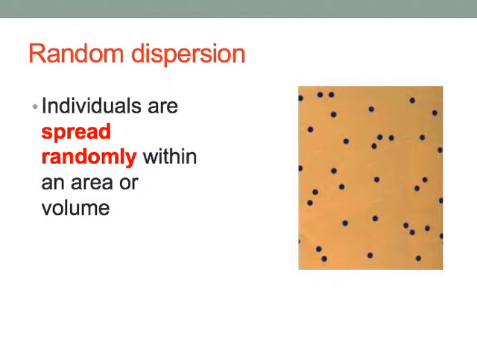So the last one is random dispersion, and these are individuals that are spread out randomly within an area. They might claim their territory, they might live in small groups. We can kind of think of lions as living in a random dispersion. They claim their territory, but they also have smaller groups or tribes that they associate with.